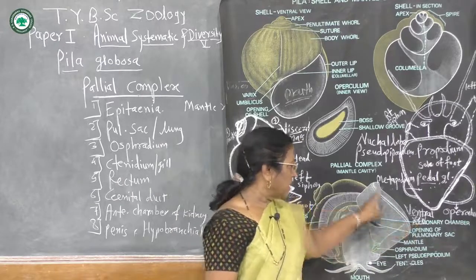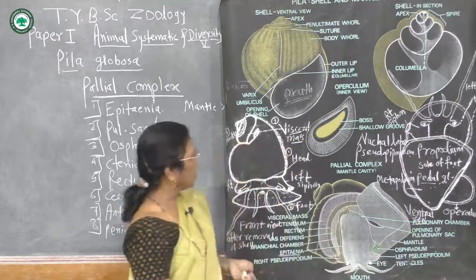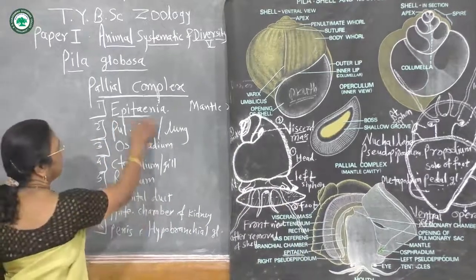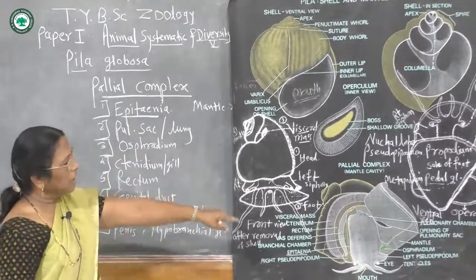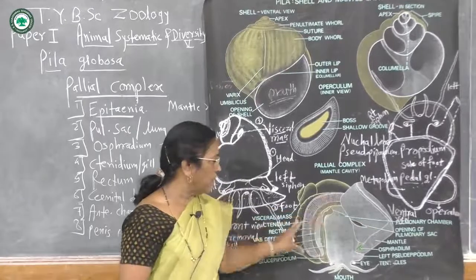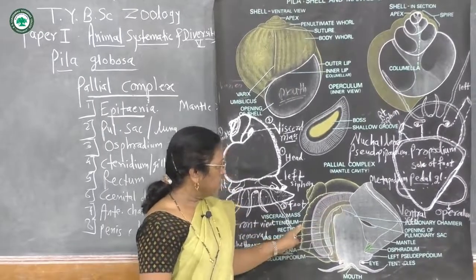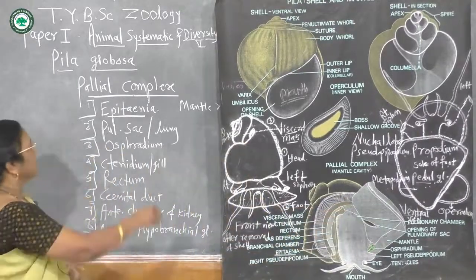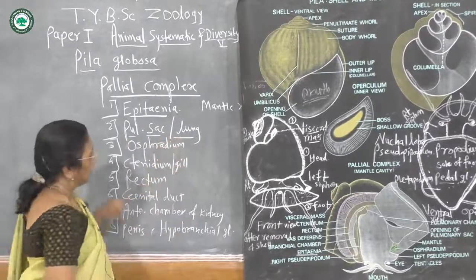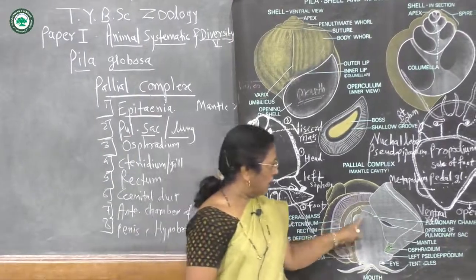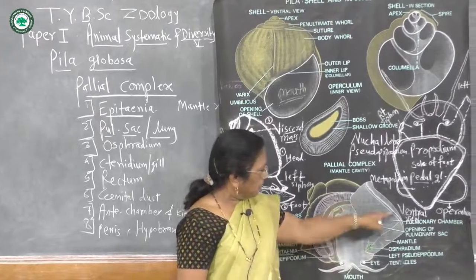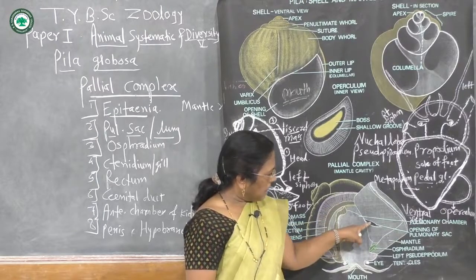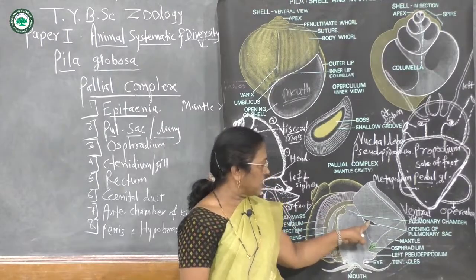This cavity or chamber is called the pulmonary chamber due to the presence of the lung or pulmonary sac. This is the epithenia. Due to this epithenia, the mantle cavity divides into two unequal chambers: right small branchial chamber and left large pulmonary chamber. Then the pulmonary sac or lung. Due to the presence of this pulmonary sac or lung, air respiration or terrestrial respiration takes place.